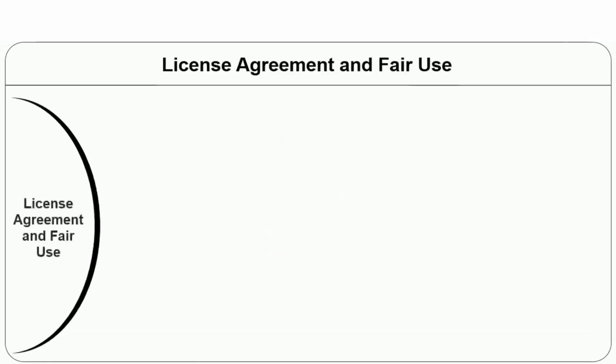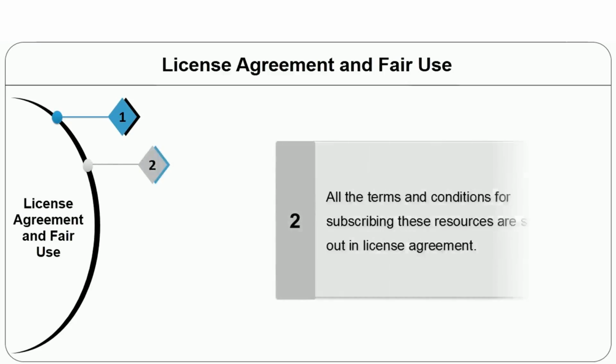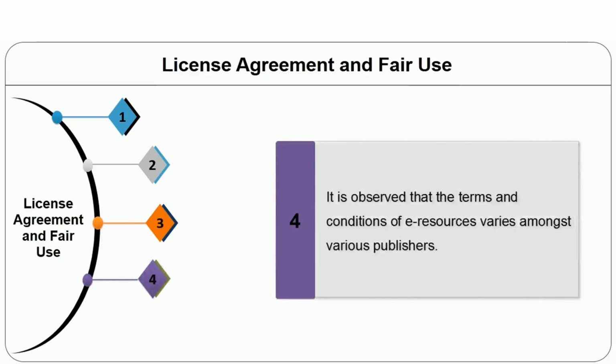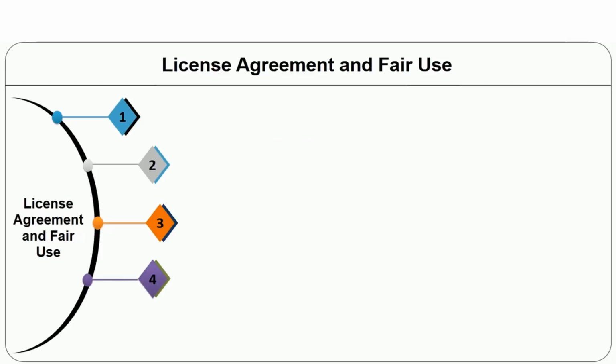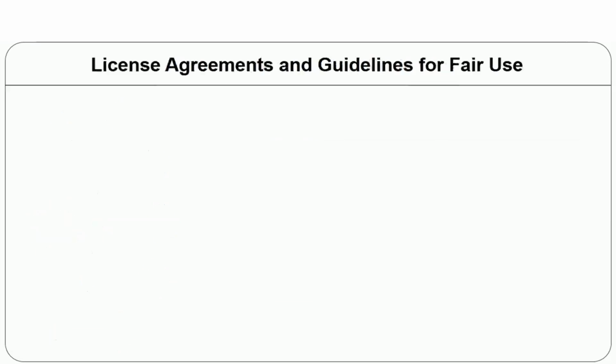License agreement and fair use. All the electronic resources available through the consortium are governed by license agreements. All the terms and conditions for subscribing to these resources are spelled out in the license agreement. The consortium takes utmost care to protect the rights of the users as well as the member institutions before signing an agreement. It is observed that the terms and conditions of e-resources vary from publisher to publisher. In fact, some e-resources were not considered in the consortium due to unfavorable license agreements.